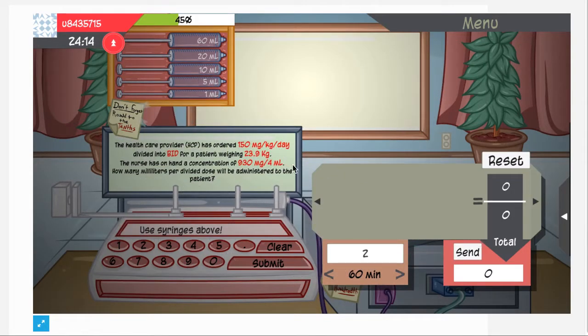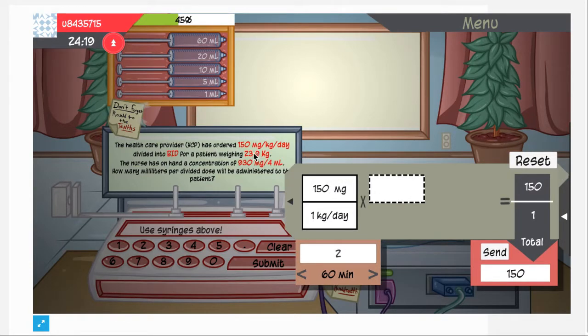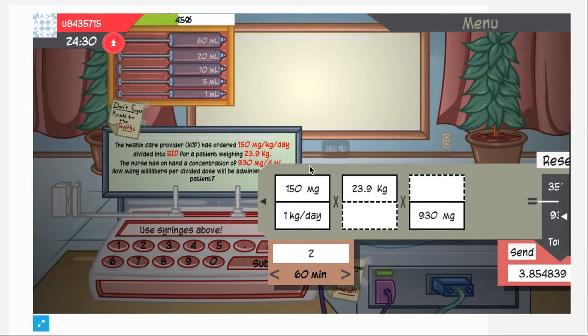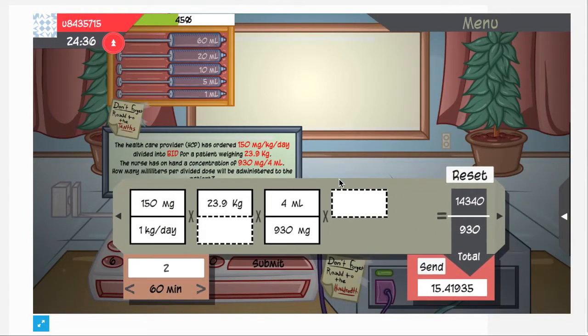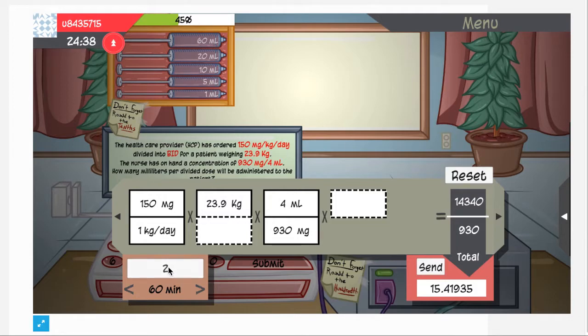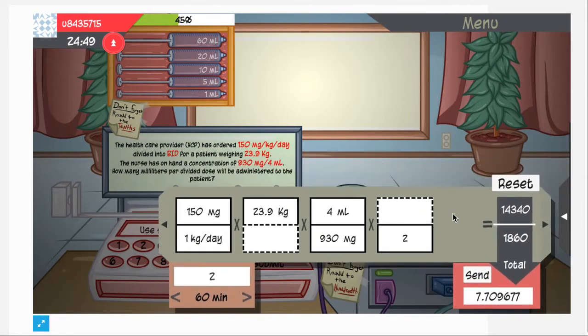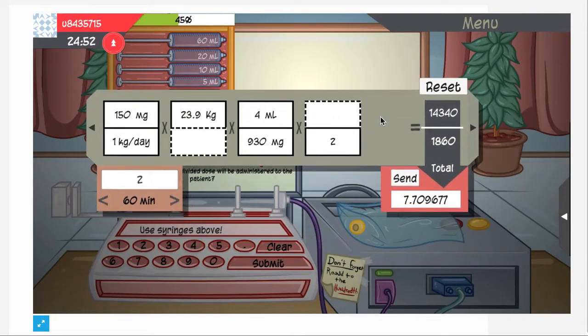So you want to drag your first number, 150, and then your second number, 23.9, and then your third number with milliliters on top. So you get your 930, and you want your four on top. And then this is where the BID, which equals two, so you could type two in this box down here. I already have it. And you put two down there, and you get 7.71. So you're going to need the 10 milliliter syringe.